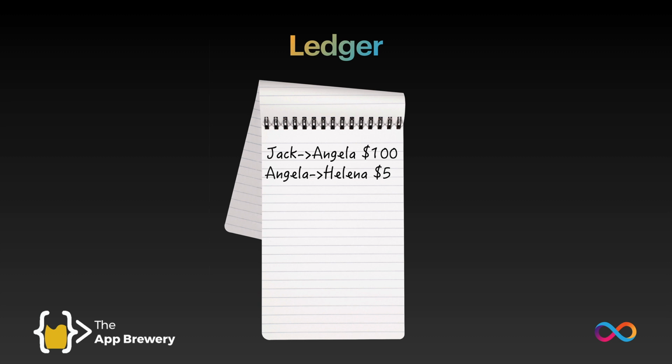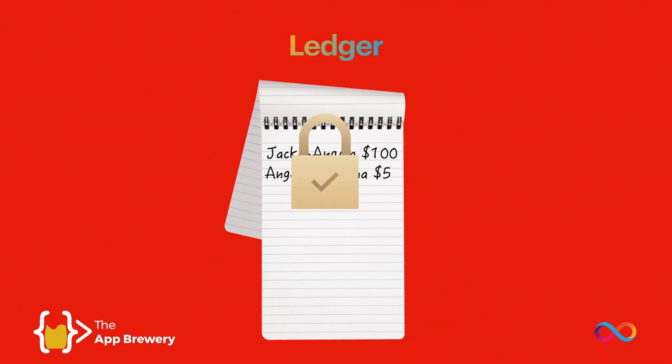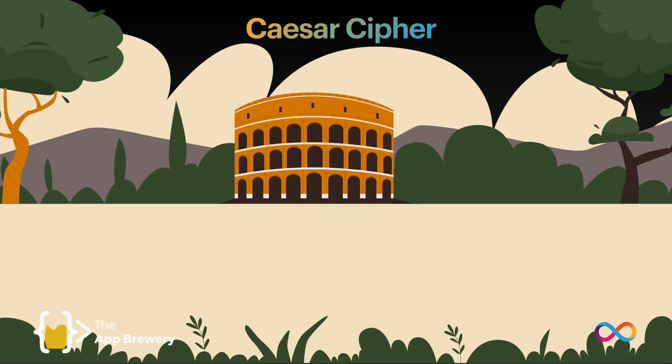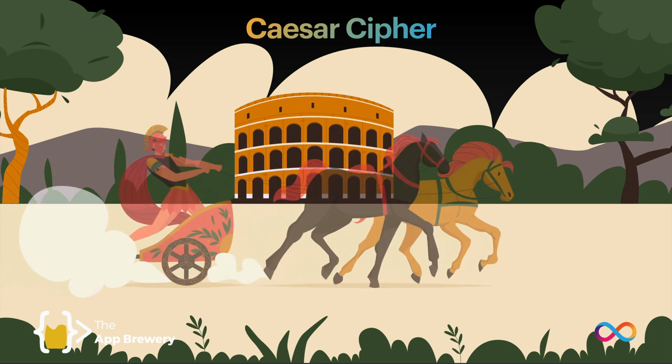What we need is to make the history of the transactions in this ledger immutable. Basically, lock it so it can no longer be changed ever again. How do we do that? Well, we could do that with encryption. And the simplest version is the Caesar cipher.